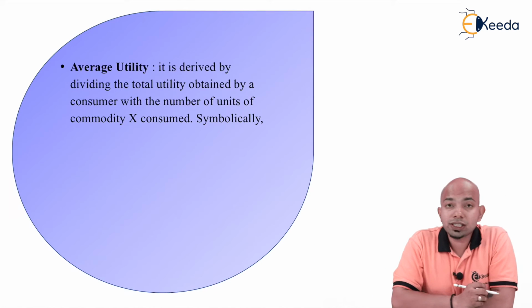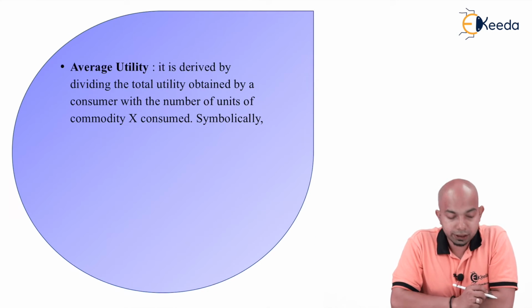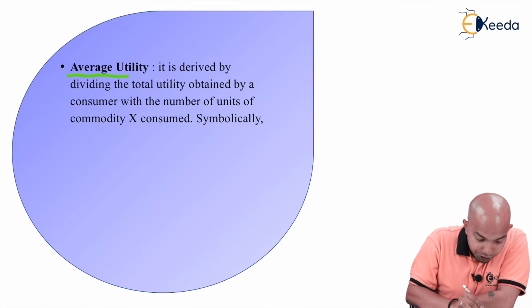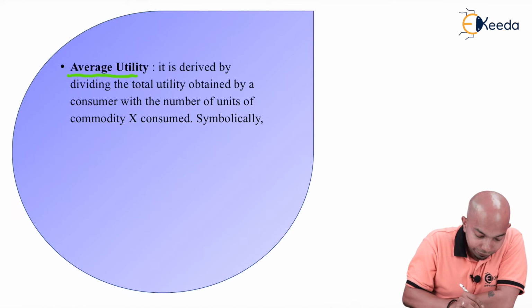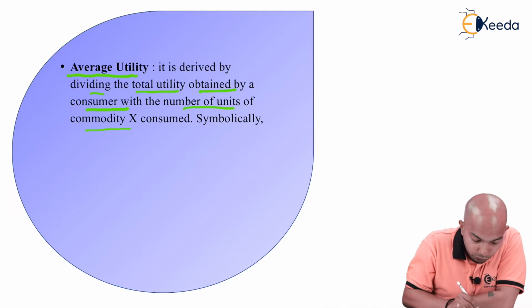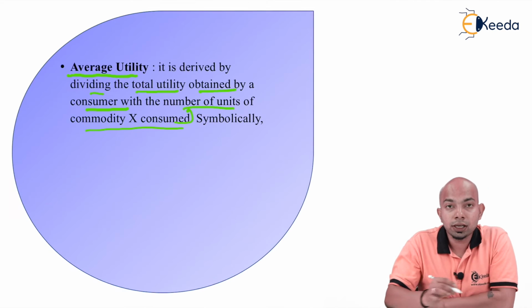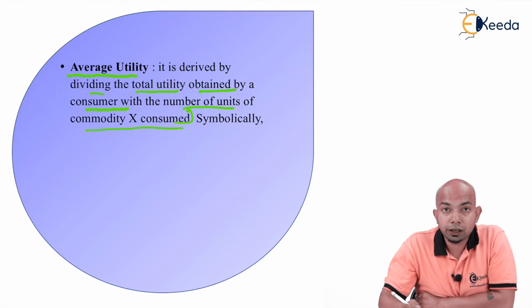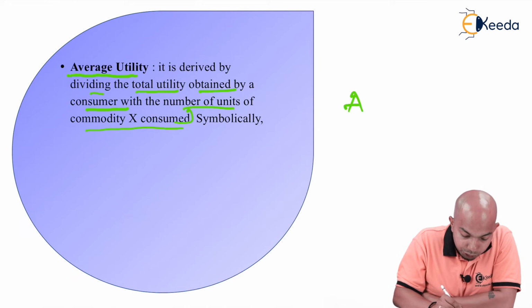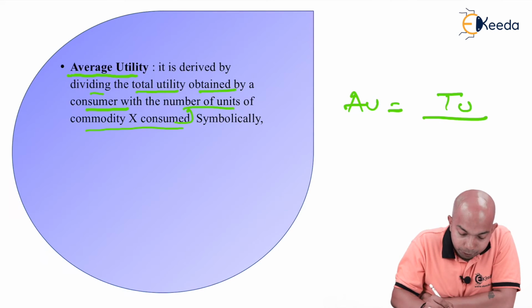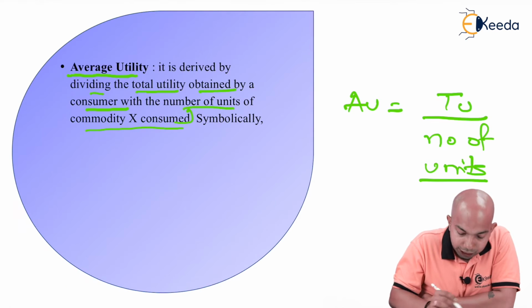Now, the next concept that we are discussing is the average utility. Average utility is derived by dividing the total utility obtained by the consumer by the number of units of a commodity X consumed. That means for average utility, you need the total utility that you have derived, divided by the number of units consumed. This is the basic formula that you need to use.